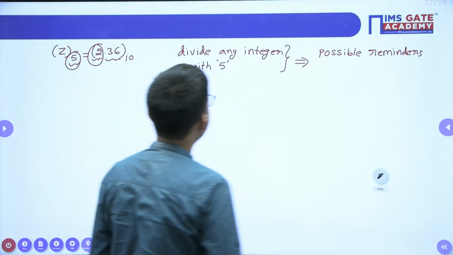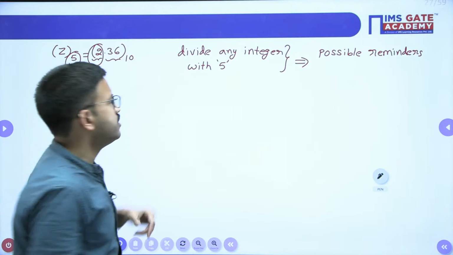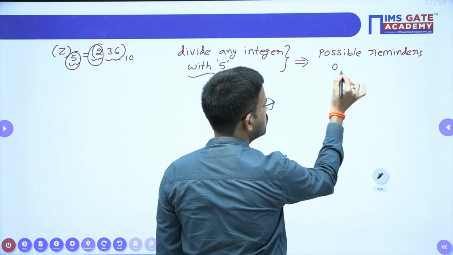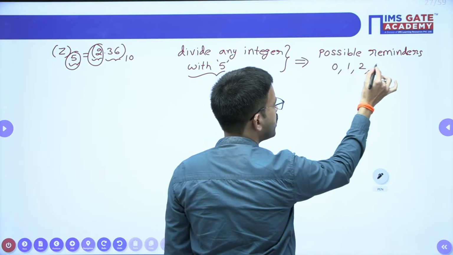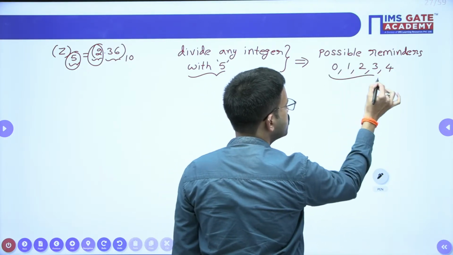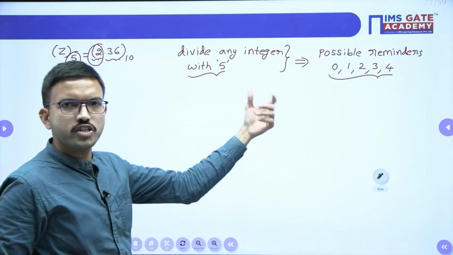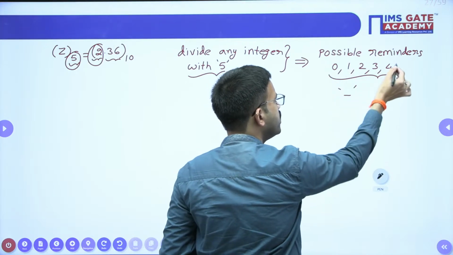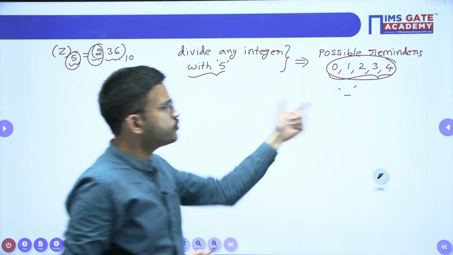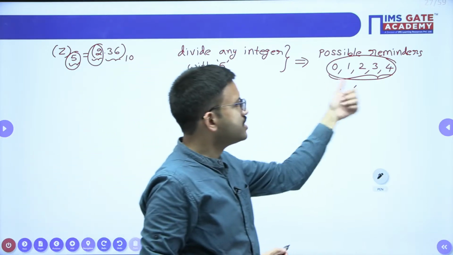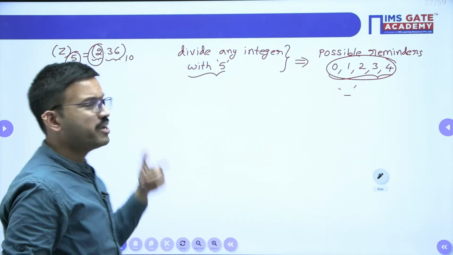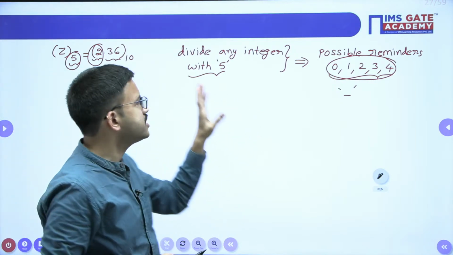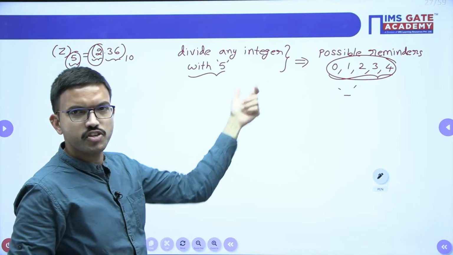Whenever you are dividing any integer by 5, you may get either 0, 1, 2, 3, or 4. So that means 0 to 4 you are getting. If a particular digit can represent only these 5 possible values, 0 to 4, then these digits correspond to the base 5 number system. So if you are having any confusion, whether it is repeated division or repeated multiplication, in this way you can cross check.